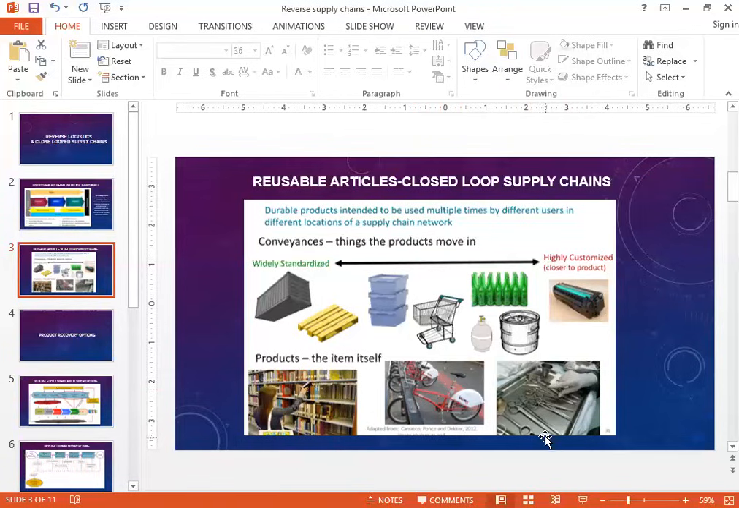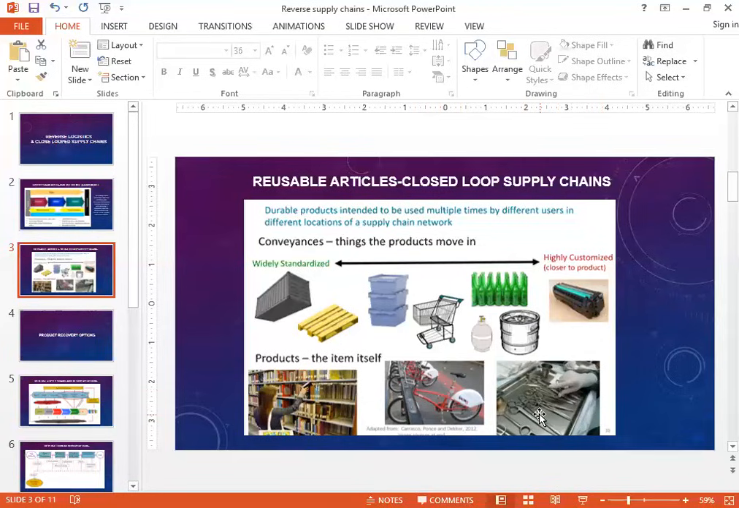Surgical equipment. All of these surgical tools are being used in surgeries. Once doctors use these, it's not that they just throw or toss these tools away. They are then cleaned, sanitized, and then reused. So again, these are closed loop supply chains.